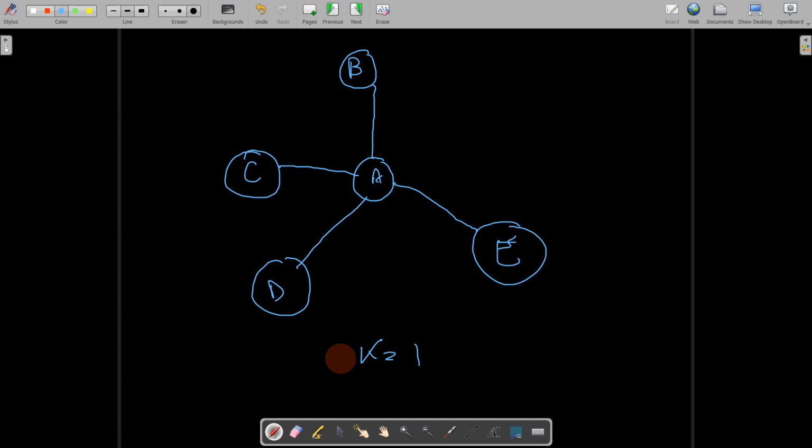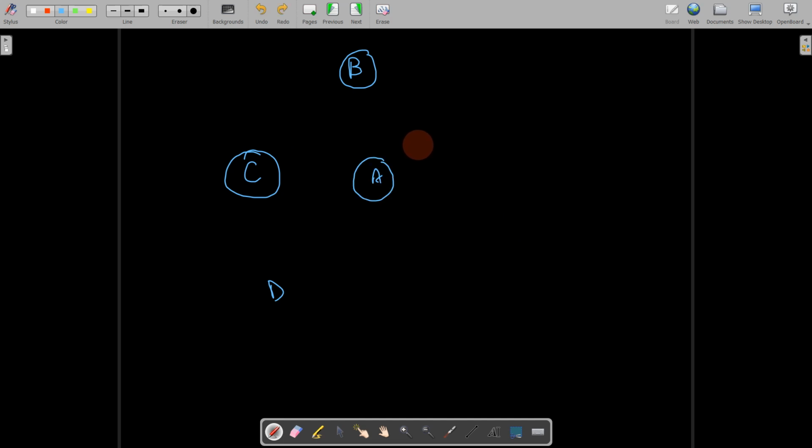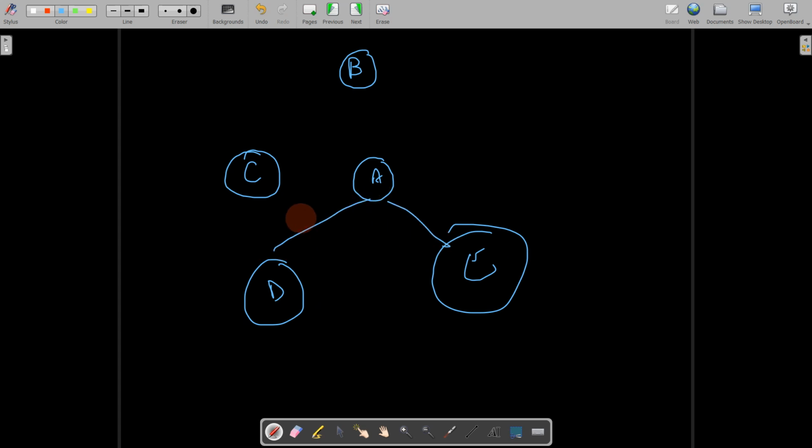Now after removal of vertex A, what happened? Number of connected components are 1, 2, 3, 4. So the number of connected components increases. So A was a cut vertex for this graph. I hope you understood what a cut vertex is.